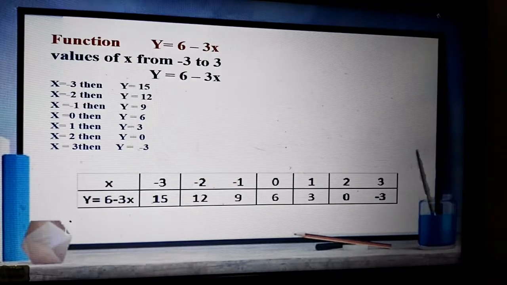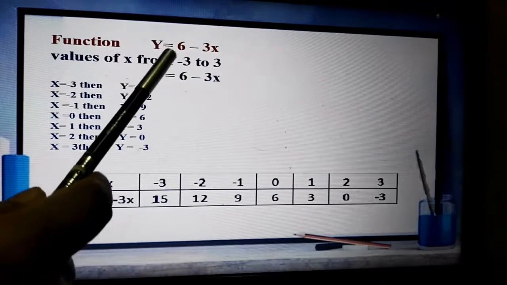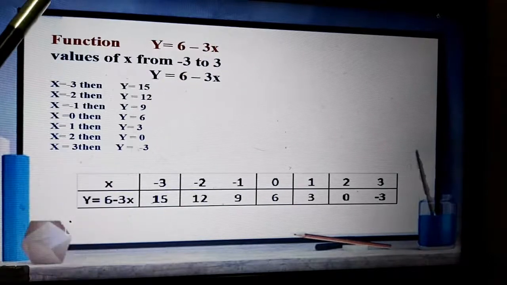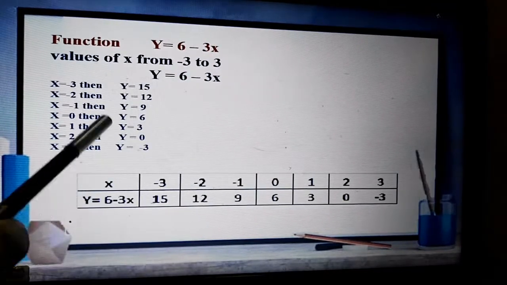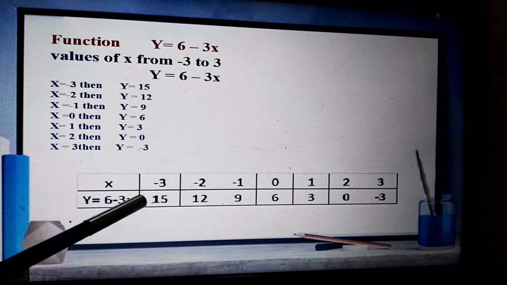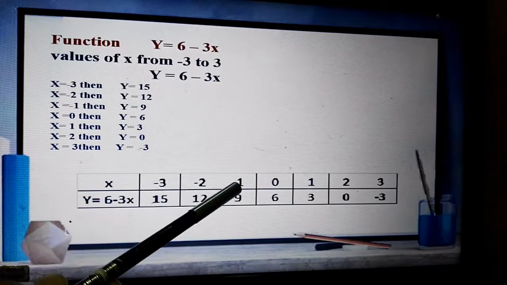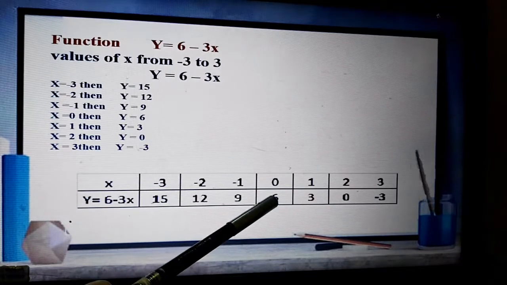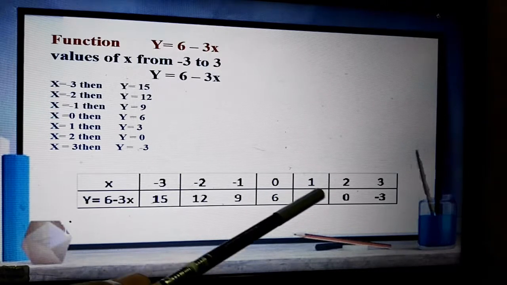So same, you will take the function and put the values of x in this function, in this equation, and by substituting these values of x in this equation, we get a set of values for y. Here if x is equal to minus 3, y is equal to 15, x is equal to minus 2, then y is equal to 12, x is equal to minus 1, then y is equal to 9, x is equal to 0, then y is equal to 3, x is equal to 1, then y is equal to 3.